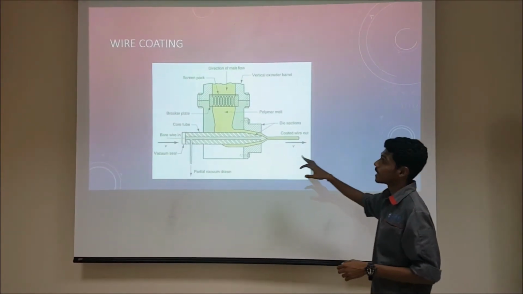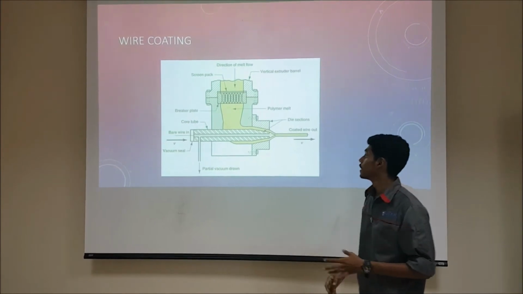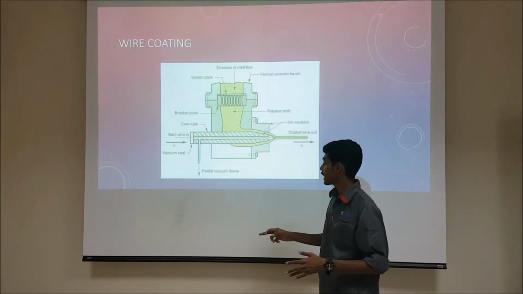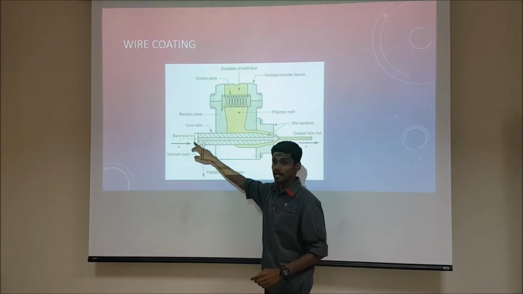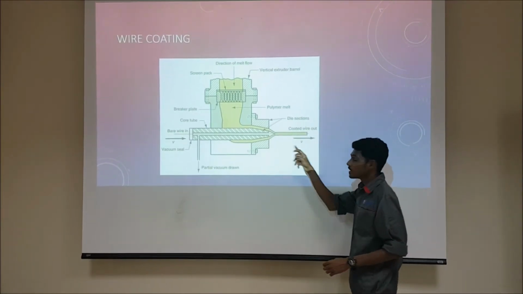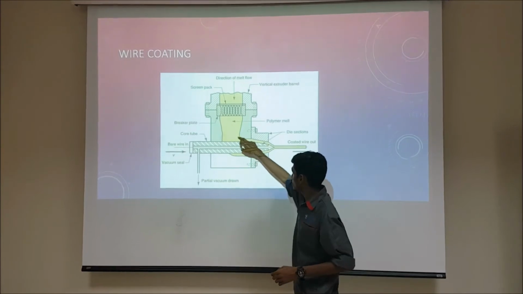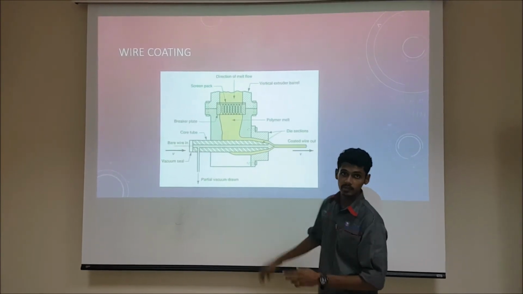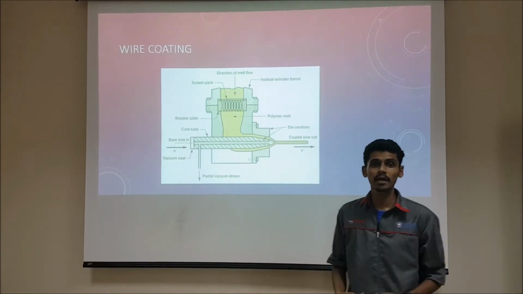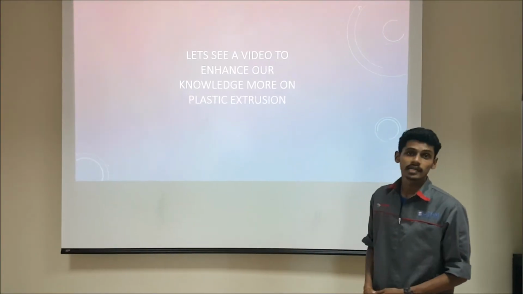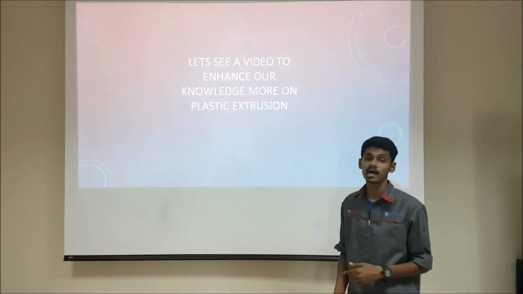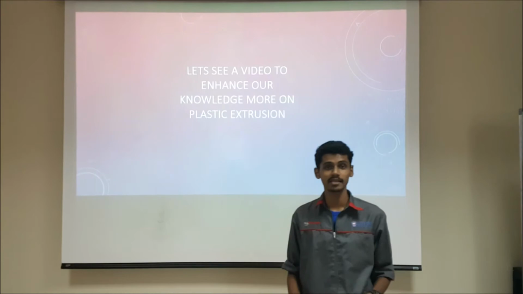Okay, this shows how wire coating is done. It is the same process, but the wire will be pulled in from this side, and it will go at a very high velocity. When it goes here, the plastic will be extruded and the coating will be done immediately, and that's how our wires are made. Okay, now let us see a video to enhance our knowledge more on plastic extrusion.